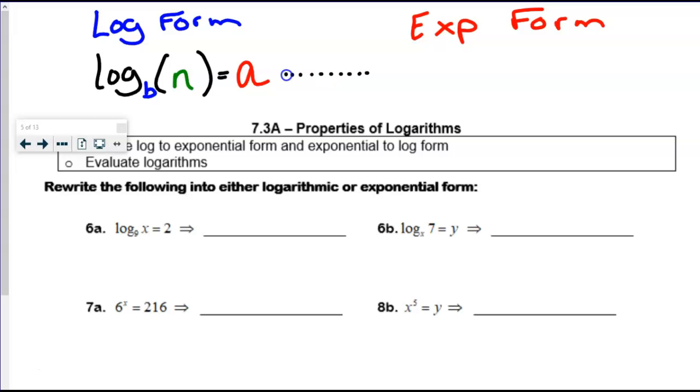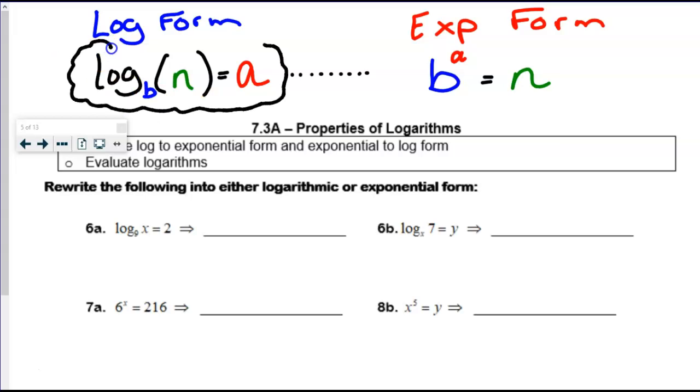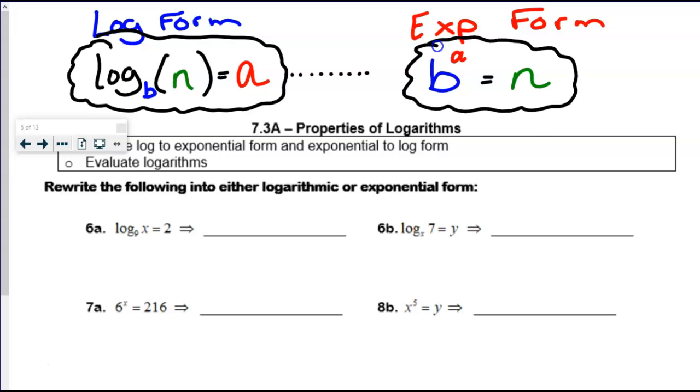This is the same as an exponential form, which is the task. Can you rewrite it? So you say, who's my base? My base is b. This a becomes your exponent. And then whatever was in the logarithm is now your answer. So this is log form. This is exponential form. Your job is to rewrite them, all right?